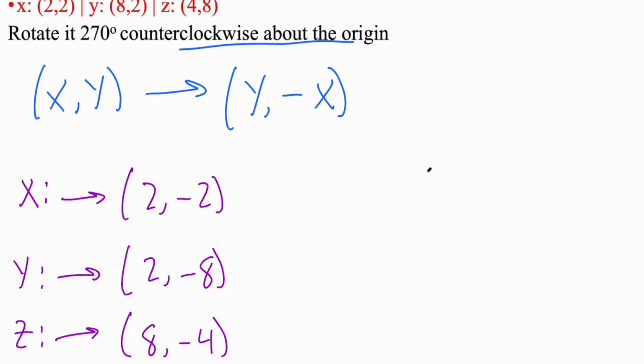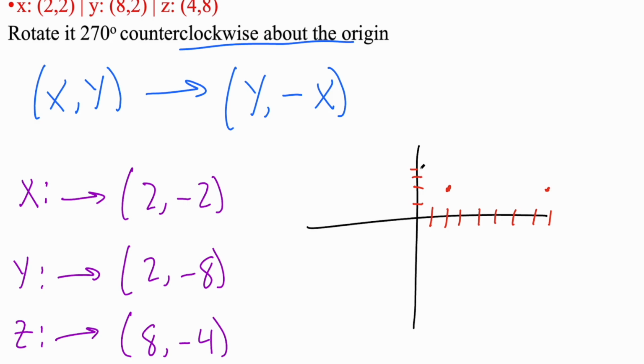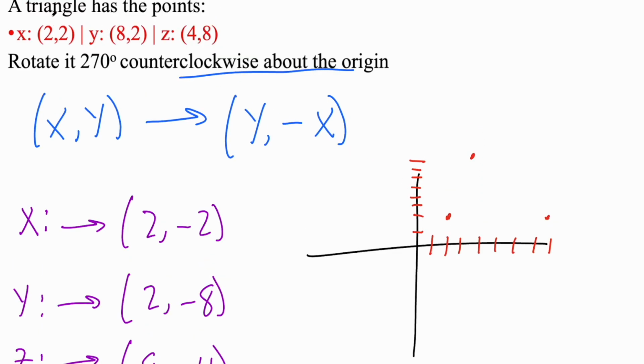And now we can do a quick sketch. And for this one, we might as well graph the original one too and the new one. So we have right 2, up 2, we can put a little dot. The other one is right 8, so 3, 4, 5, 6, 7, 8, up 2, put a little dot. Then we have right 4, 1, 2, 3, 4. And we're going up 8, so 3, 4, 5, 6, 7, 8. So we're going right 4, up 8. And we will connect the dots because it says a triangle, so we know it's a triangle. Then we're going to do the new one.